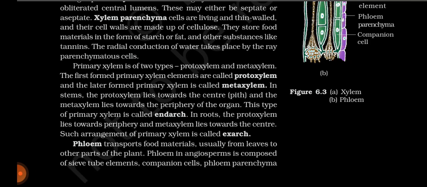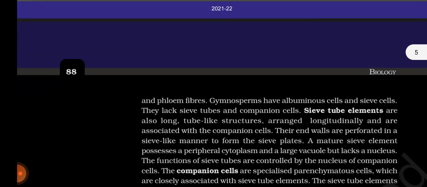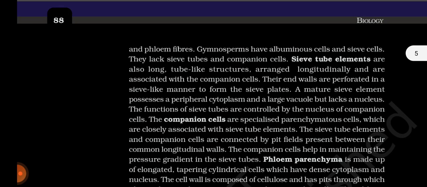In root, the protoxylem lies towards the periphery and metaxylem lies toward the center. Such arrangement of primary xylem is called exarch. Phloem transports food material usually from leaves to other parts of the plant. Phloem in angiosperms is composed of sieve tube elements, companion cells, phloem parenchyma and phloem fibers.